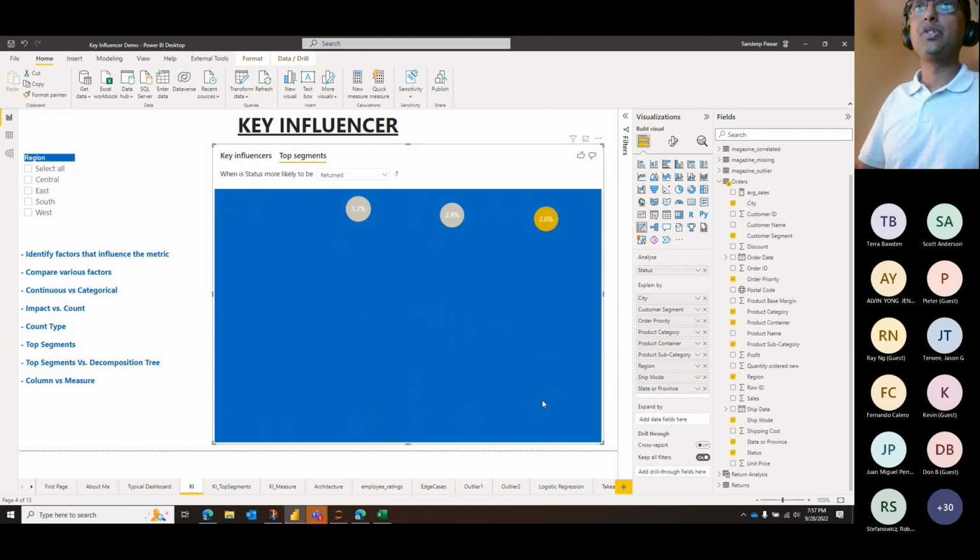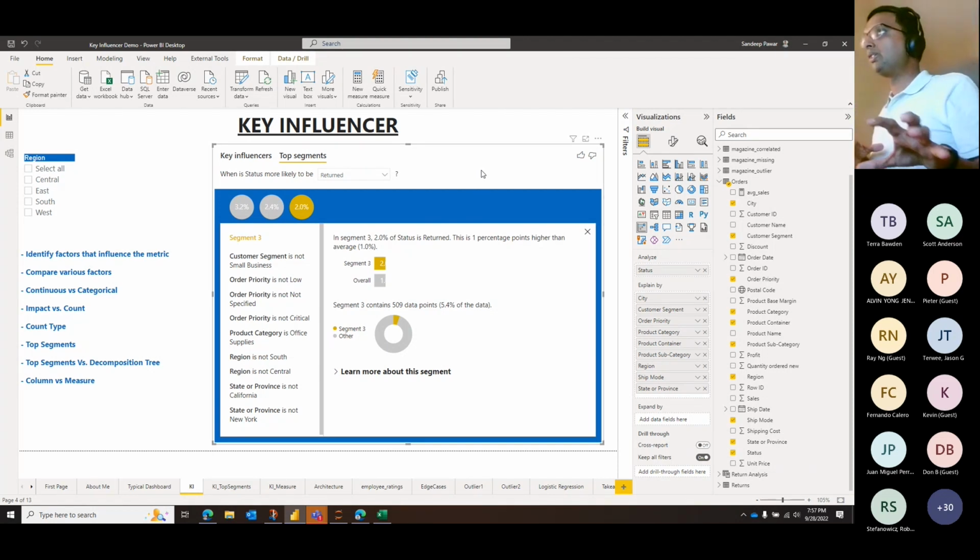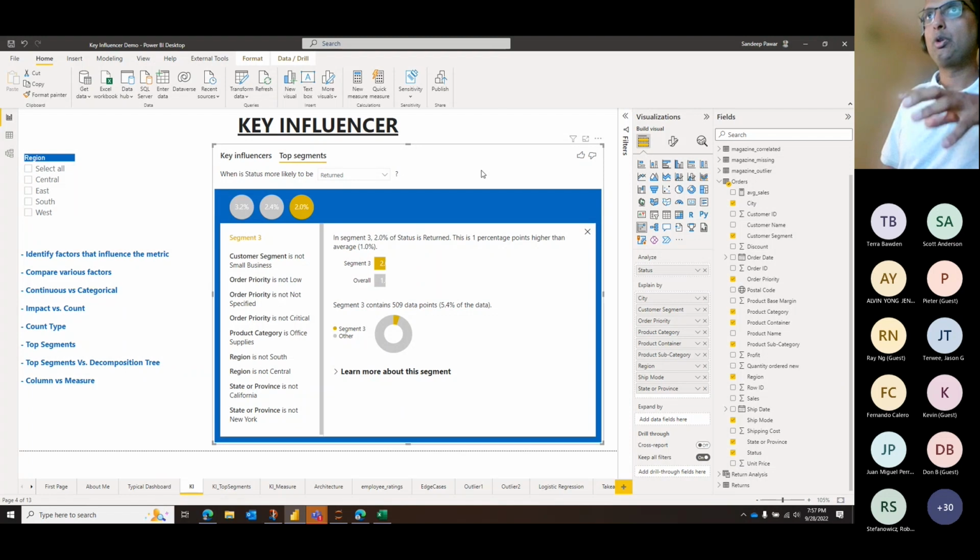So how would you use even this thing, right? If I go to segment number 3, it is telling me that the customer segment and the priority and all of these different things account for 2%. I would rather do this visual and then set up a meeting with my business user, show them the insights, walk them through the insights, and explain this is what I'm seeing from the data.